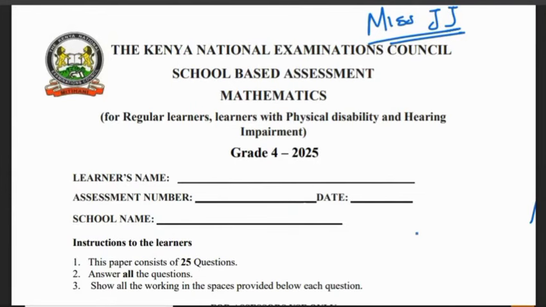Hello, everyone, and welcome to our grade 4 mathematics revision session. Today, we will be going through a KNEC grade 4 maths paper that was done this year. This will help us understand the type of questions KNEC sets, how marks are awarded, and the best strategies to answer the question. So, let's begin. Let's check the first question.